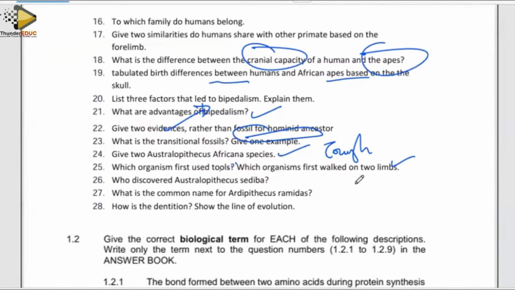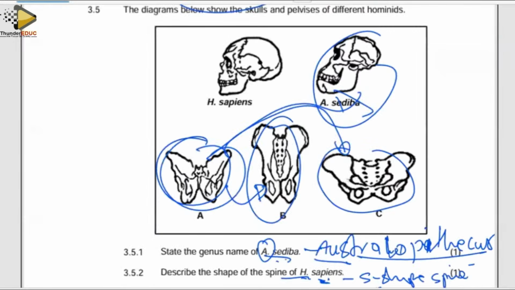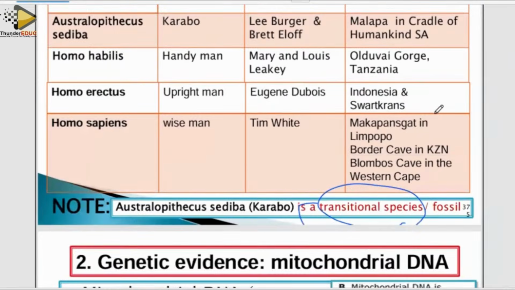Then they're asking, what is the common name for Ardipithecus ramidus? The common name is Ardi. Yes, Ardi. How does dentition show the line of evolution? We say that large canines show that you are feeding on raw, tough food. And if you have small canines, then it means that you are feeding on soft, cooked food.